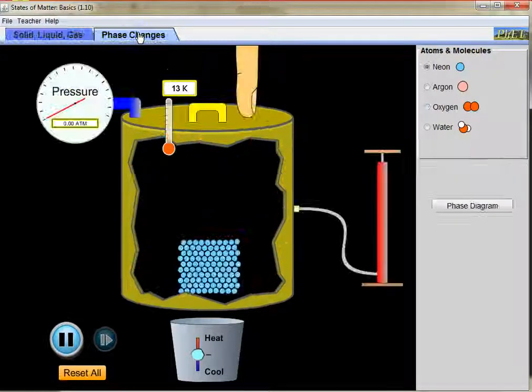All right, let's move to phase change. This is the second tab on the same lab. Give me 1 second.